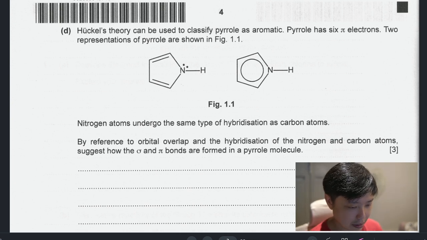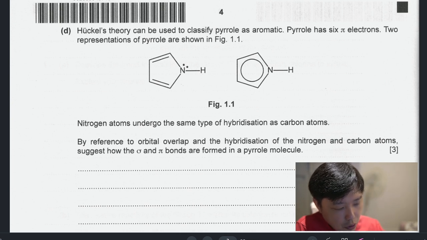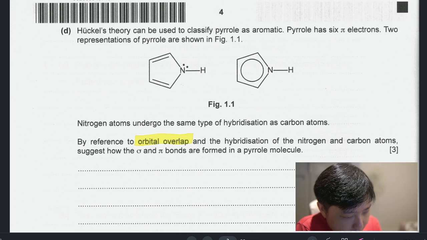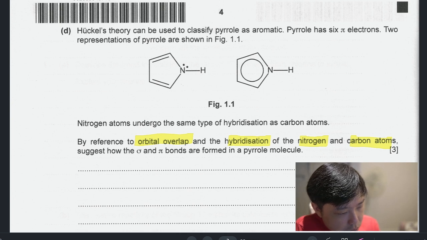Instead of a cyclohexagonal shape, now you have a cyclopentagonal shape. Then they say nitrogen compounds undergo the same type of hybridization as your carbon atom, like sp, sp2, sp3, that kind of thing. By reference to orbital overlap and hybridization of nitrogen and carbon atoms, suggest how sigma and pi bonds are formed in the pyrrole molecule. So what do we need to answer? We need to reference orbital overlap and the hybridization of nitrogen and carbon, and suggest how sigma and pi bonds are formed.